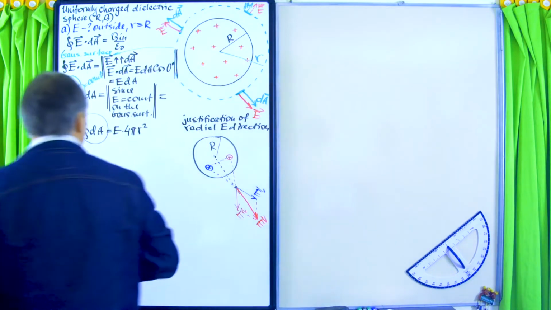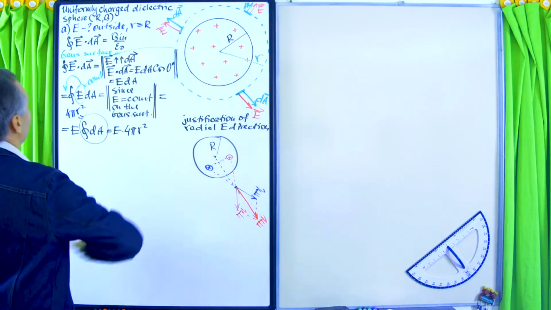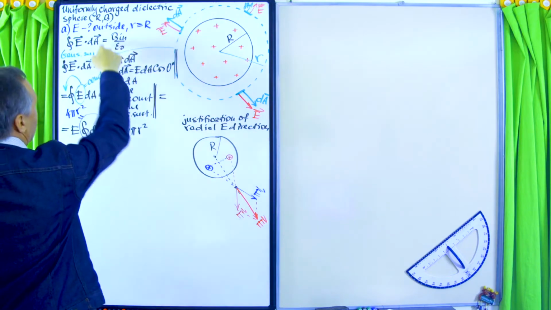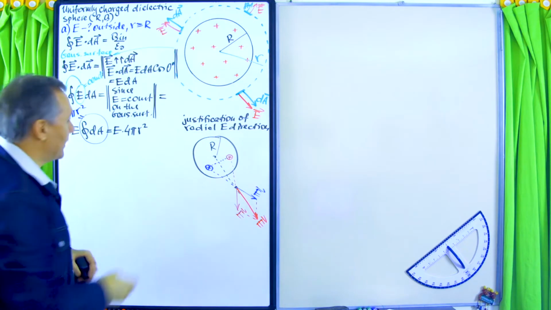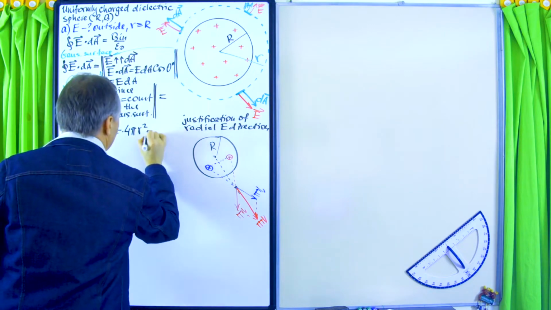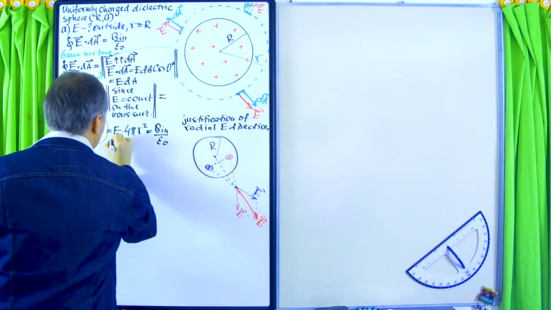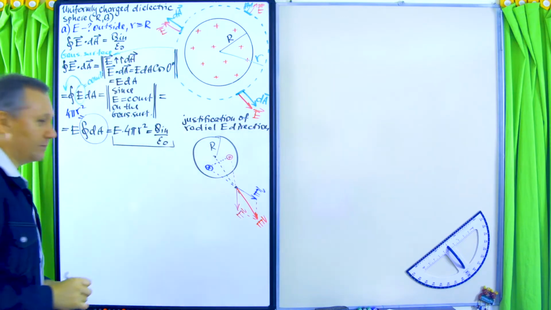Okay, so that's the value of the electric flux. And now back to our Gauss's law. According to Gauss's law, it must be equal to Q enclosed divided by epsilon naught. So that's now what we have.